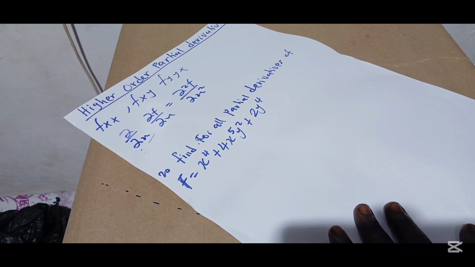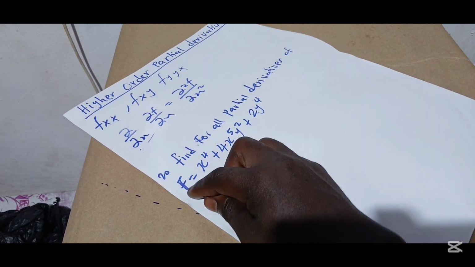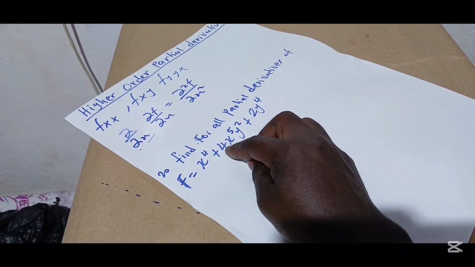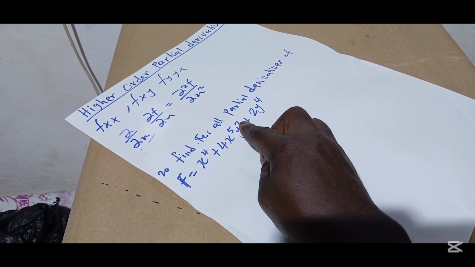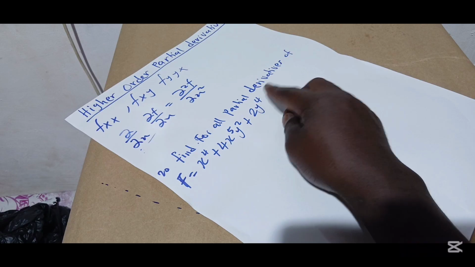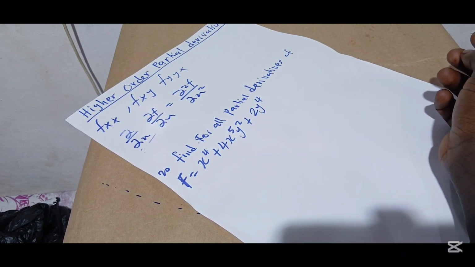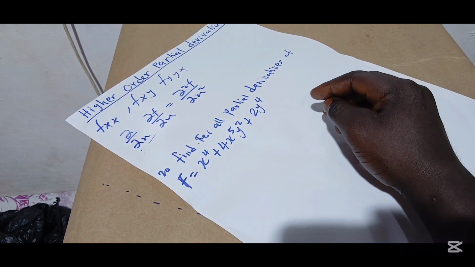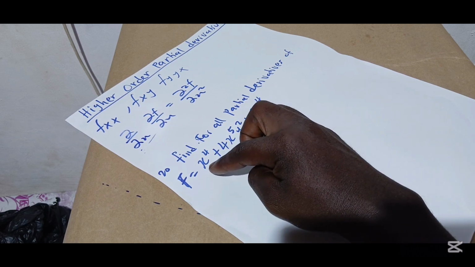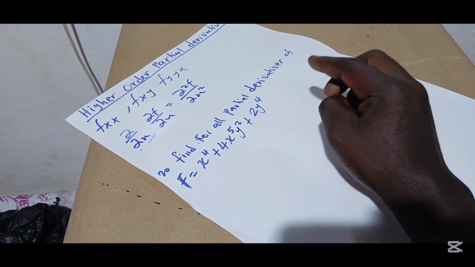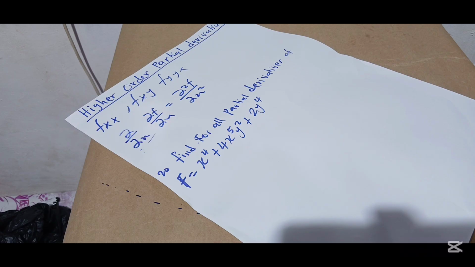Find all partial derivatives of f equals x to the power 4, plus 4x to the power 5, y to the power 2, plus 2y to the power 4. And mind you, this is a function of two variables, x and y. We are going to get a total of 4 derivatives: we find with x, we find with x, f x x, we find with x and y, and then y y. So let's start. Let's do it.